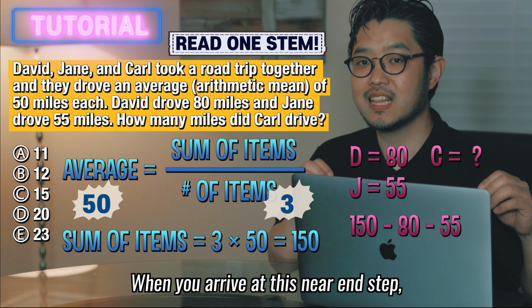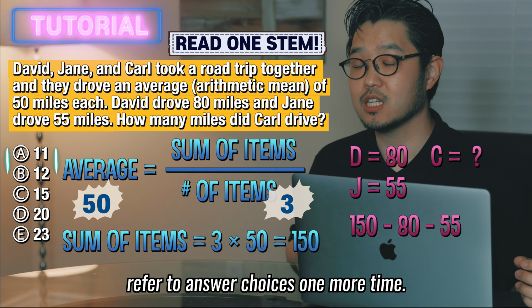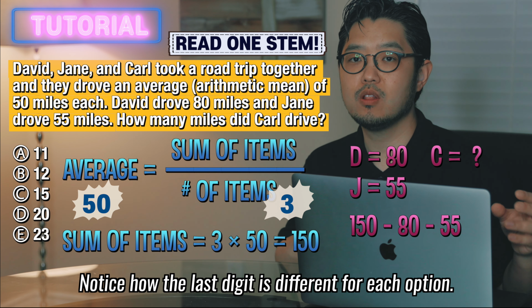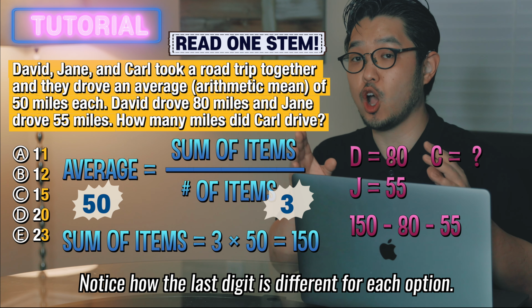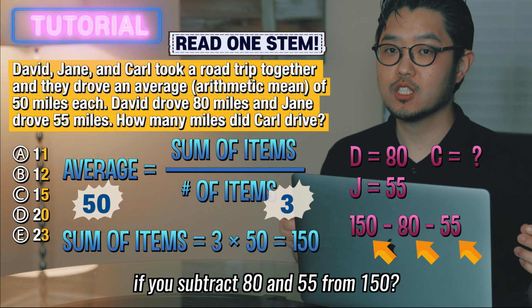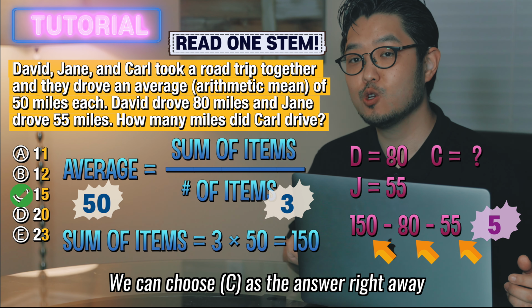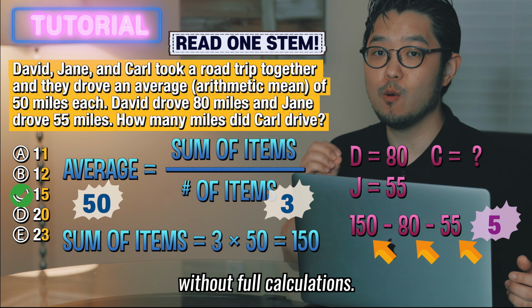When you arrive at this near end step, refer to answer choices one more time. By now, you can eliminate certain answer choices. Notice how the last digit is different for each option. What is the last digit if you subtract 80 and 55 from 150? It's 5. We can choose C as the answer right away without full calculations.